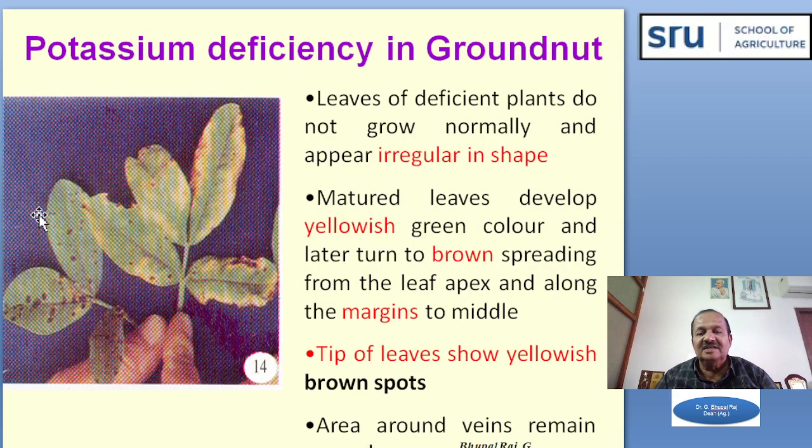This is groundnut. In addition to those common symptoms, here the groundnut turns yellow. It turns not only yellow and brown, but it spreads from the apex leaves. The other main symptom here is brown spots. It is yellowish, and after yellowing, on both sides between the edge of the leaf we find brown spots. This is the additional symptom of potassium deficiency in groundnut.